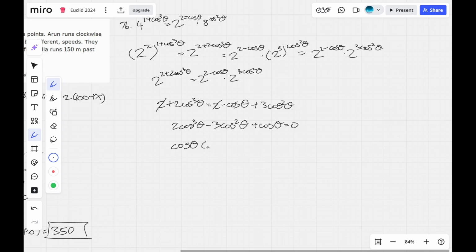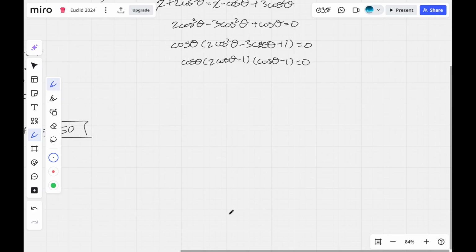So first we can factor out cosine theta. So cosine theta times 2 cosine squared theta minus 3 cosine theta plus 1 is equal to 0. So cosine theta times (2 cos theta minus 1) times (cos theta minus 1) is equal to 0. So now either this is equal to 0, this is equal to 0, or that is equal to 0.